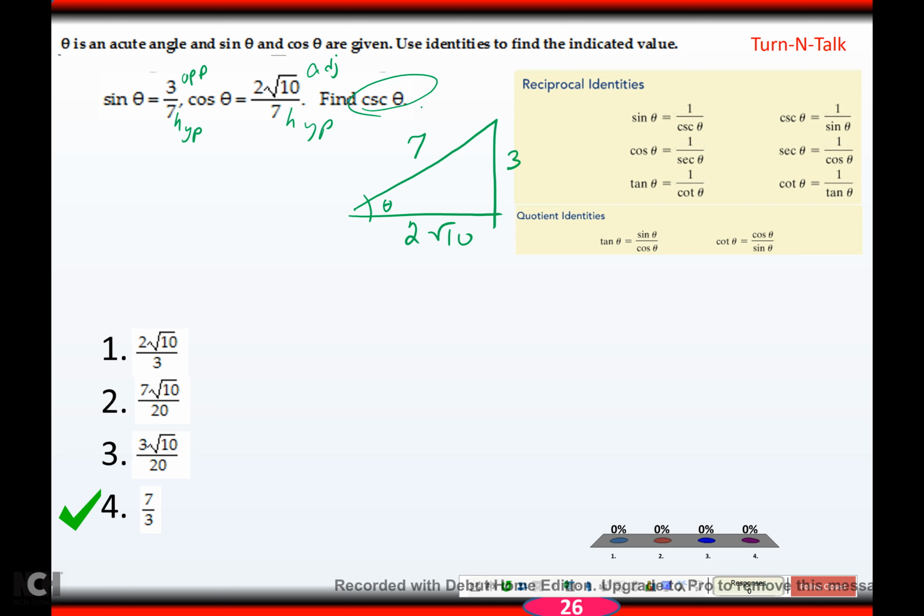And they want me to find cosecant. Cosecant is the reciprocal of sine. If sine is opposite over hypotenuse, then cosecant is hypotenuse over opposite. So cosecant theta will be hypotenuse, which is 7, over opposite, which is 3. Yeah?